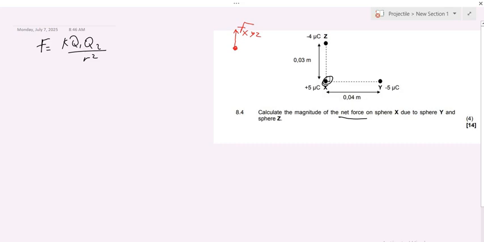Alright, now let's look at X and Y. Are they like charges or unlike charges? They are unlike charges, so they attract as well.